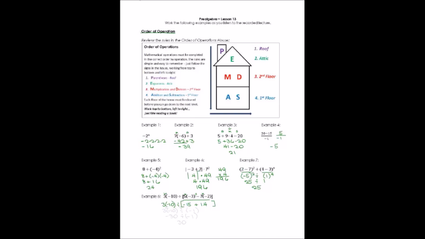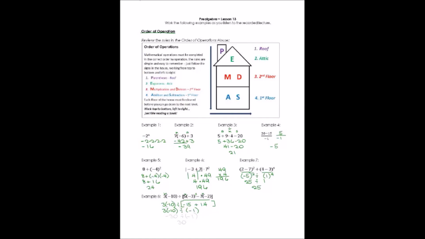Now, we're still working inside these parentheses. I'm not going to worry about this first multiplication because it's going to be easy when I get to it. I'm going to say negative 15 plus 14 is going to be a negative 1. Remember, opposite signs, I subtract and I keep the sign of the larger term.